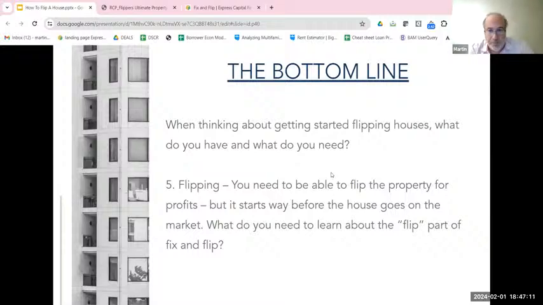So flipping, again, you need to have an exit, whether it's going to be to flip, and your second should be to refi. In this case, we're talking about flipping first. You need to be able to flip the property for profit, but it starts way before the house goes on the market. What do you need to learn about the flip part of the fix and flip?